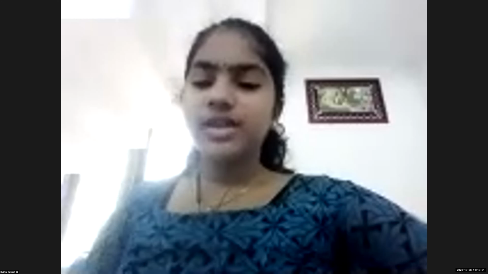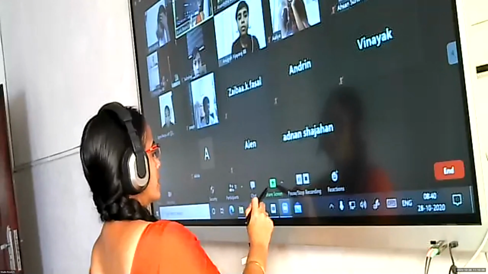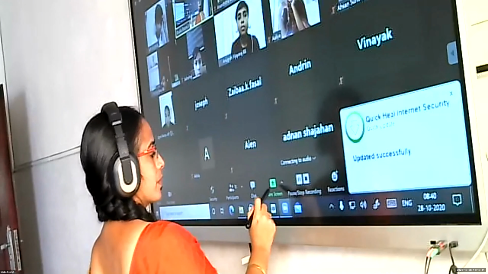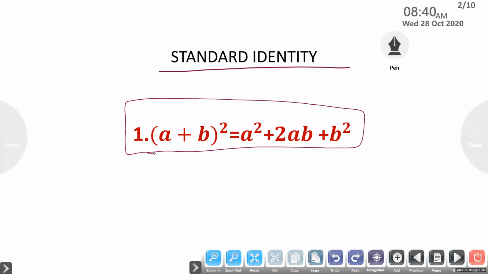(a plus b) the whole square is equal to a square plus 2ab plus b square. Okay. Write it 15 times today itself. Very important it is, so write 15 times. Learn it by heart: (a plus b) the whole square equal to a square plus 2ab plus b square.